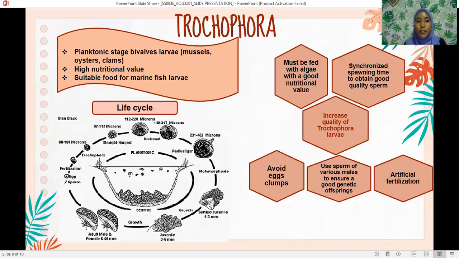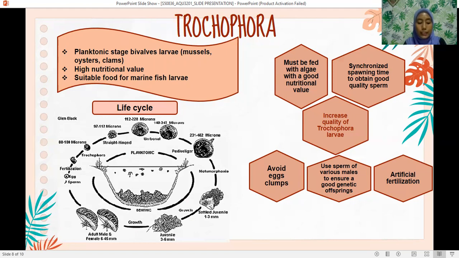For the Trochophora, planktonic stages of bivalve larvae such as mussel, oyster, and clam have high nutritional value, and are suitable as food for marine fish larvae. The lifespan in the life cycle is about 4 to 5 years. There are 3 main periods in the zebra mussel life cycle: larvae, juvenile, and adult stages. The larvae are planktonic during their initial 3 life stages of Trochophora, straight-hinged veliger, and umbonate veliger. Mussels are considered adult when they become sexually mature.